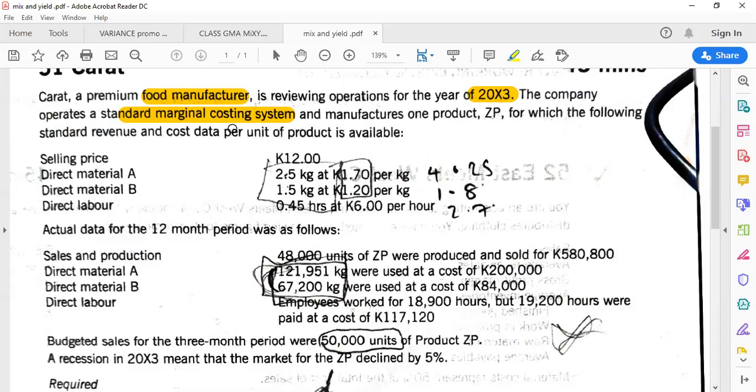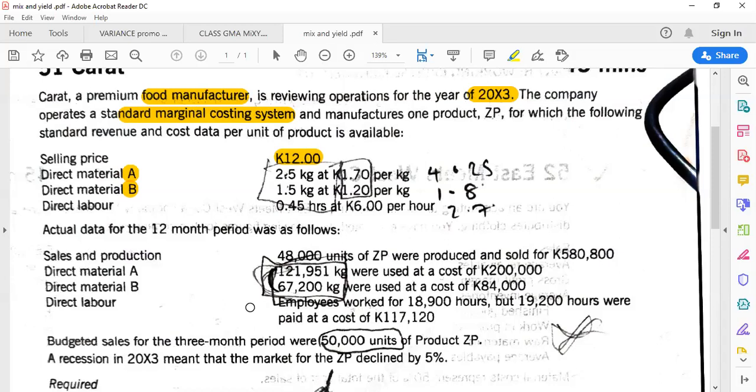You use contribution. You should use standard contribution. So for which of the following standard revenue and cost data per unit of product is available? The selling price is there. Okay, we are happy about it. The materials, this time around, we don't have one material. We have 2 types of materials, A and B. Sometimes we can even have 3, 4, 5, even 6. But the examiner will not go that far to trouble you in the exam. Usually the examiner loves giving you 2 materials, at most 3. So the actual data has been given to us there.